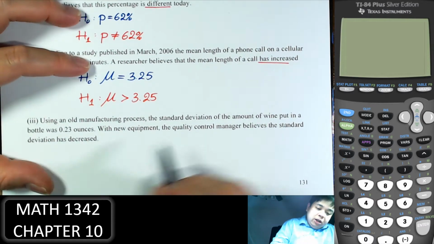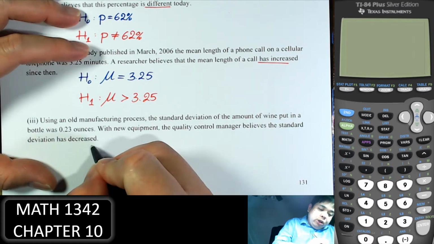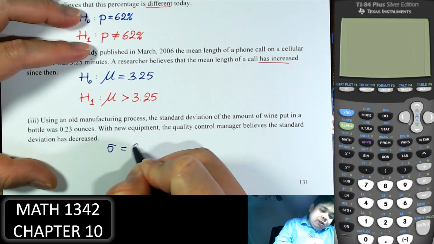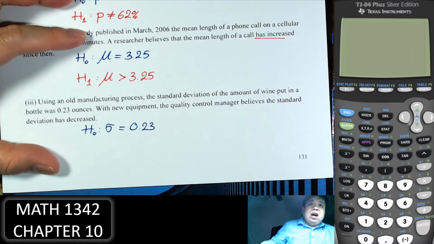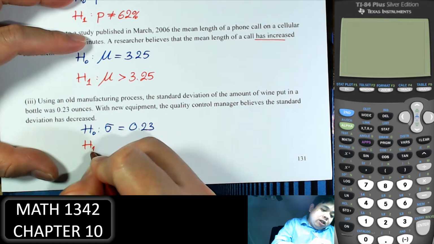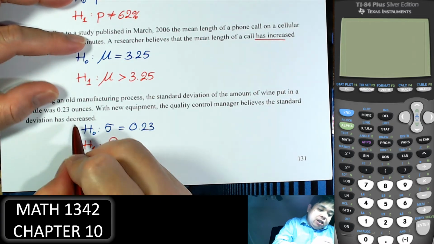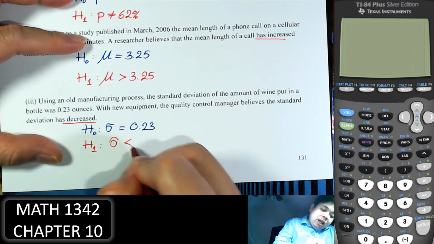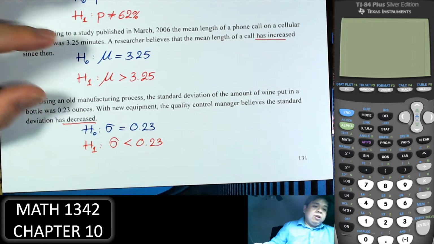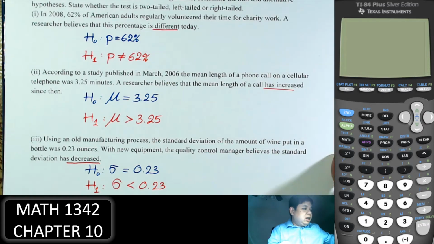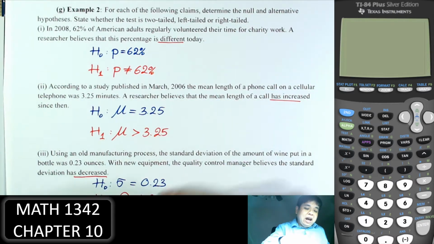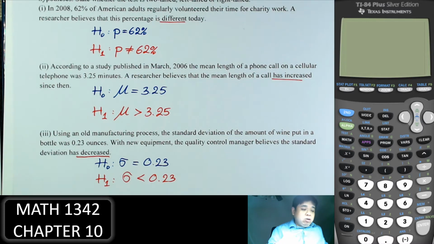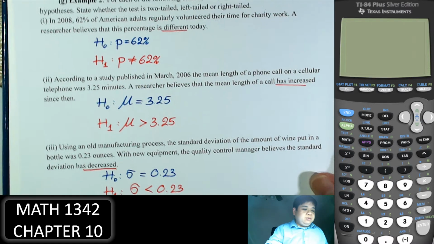The next one, standard deviation is 0.23. That is the null hypothesis. And the alternative hypothesis is something it's not equal to. In this case it is decreased, so it's less than 0.23. We will have more examples in a little bit, but that's what we have for now. The null hypothesis is where we have the equal sign, and the alternative is where we have not equal to, greater than, or less than.